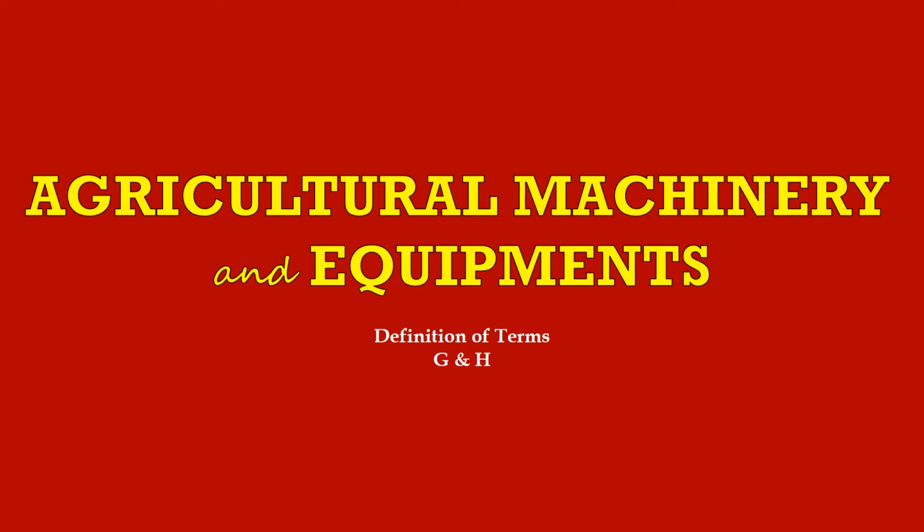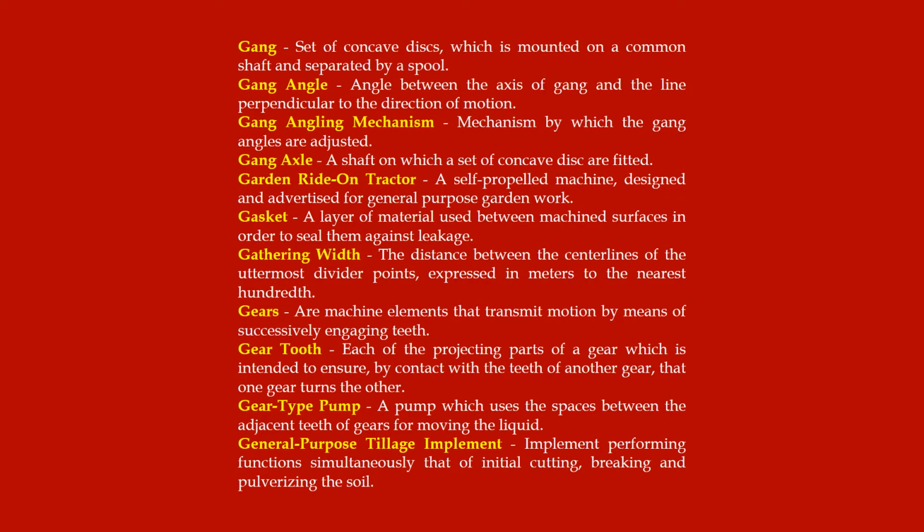This is agricultural machinery and equipments. Definition of terms. G and H. Gang. Set of concave discs, which is mounted on a common shaft and separated by a spool. Gang angle. Angle between the axis of gang and the line perpendicular to the direction of motion.